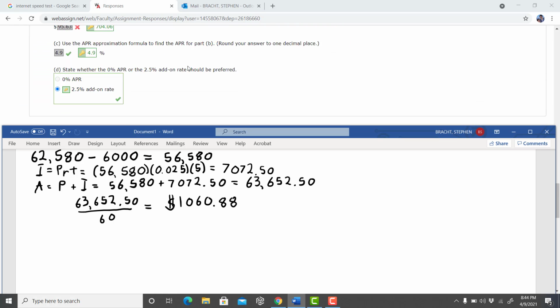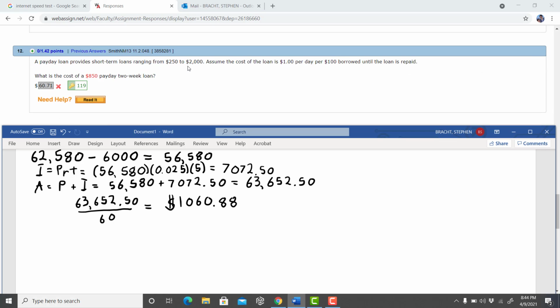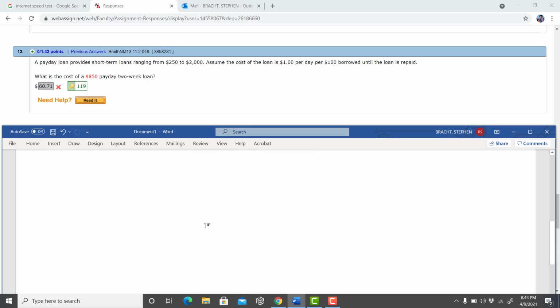Okay, where were we? 12. This one's actually relatively simple. A payday loan provides short-term loans ranging from $250 to $2,000. Assume the cost of a loan is $1 per day per $100 borrowed until the loan is repaid. What is the cost of an $850 payday 2-week loan?